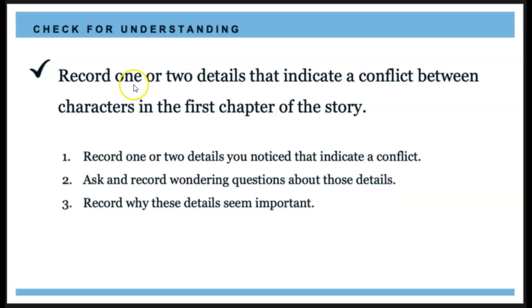So right now, what I want you to do is pause this video, and for this final check for understanding, you will record 1 or 2 details that indicate a conflict between characters in the first chapter of the story. So the first thing that you're going to do is record 1 or 2 details you notice that indicate a conflict. Ask and record wondering questions about these details, and record why these details seem important. When you complete this, you may come back to this video and we'll go on to the next slide. So go ahead and pause and do this now.